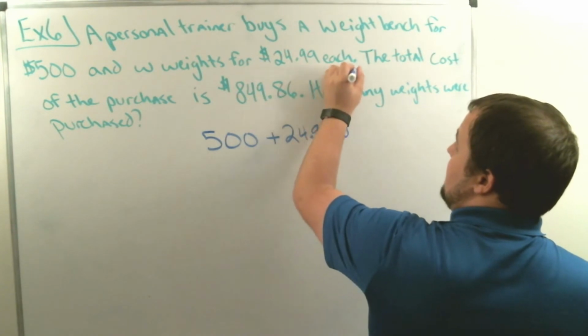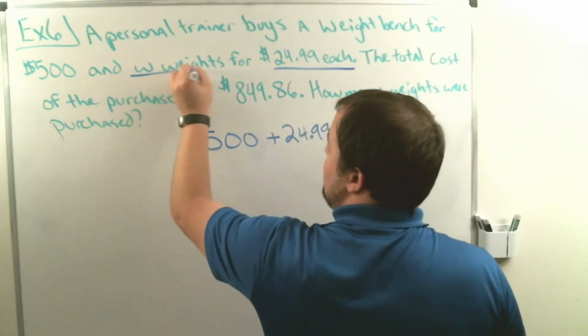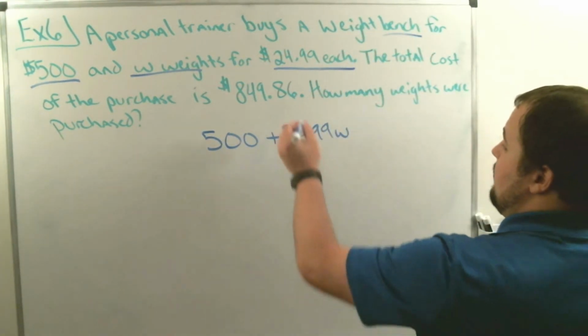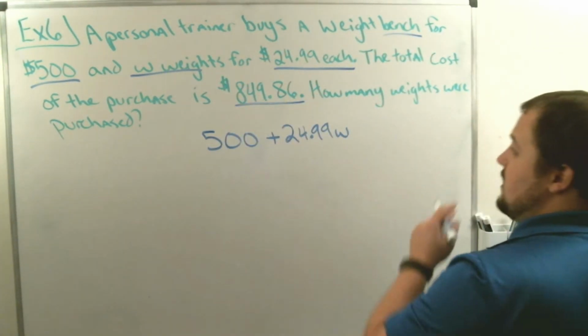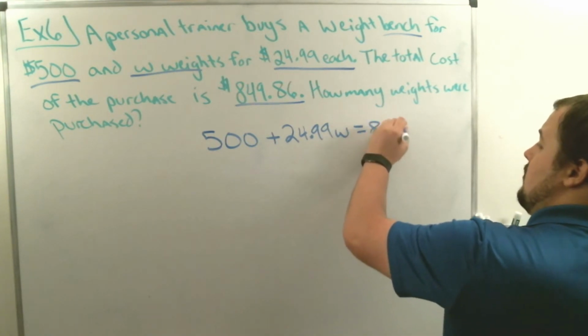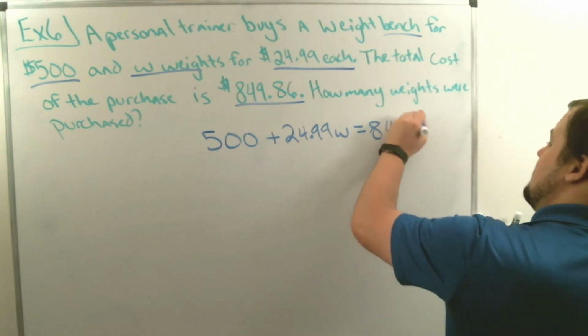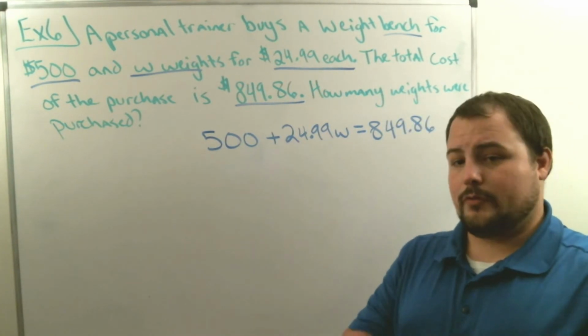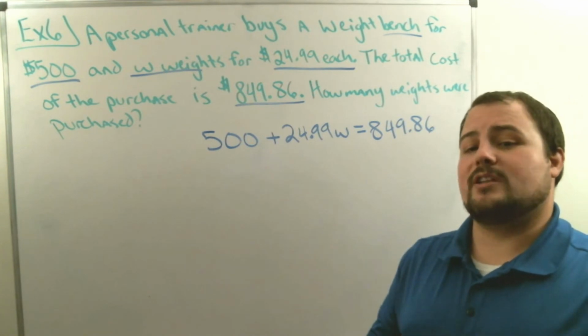So I'm just going to underline the things I've used already. We have W weights, and we have $500 for the bench. And our final thing is we have $849.86 for the cost. So we know that the final total is $849.86. Now we're going to get our variable W by itself to figure out how many weights this person has purchased.